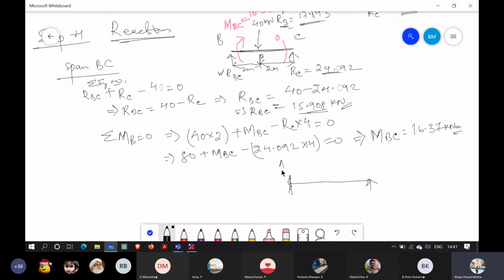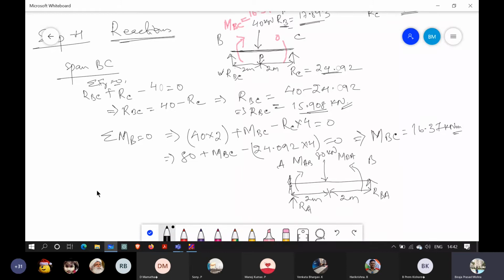This is A, this is B, and this I am assuming MBA. And this I am assuming as MAB. Here this is RBA, and here we have RA. Here I am having 80 kilonewton, and the distance from here to here is 2 meters, and from here to here it is again 2 meters.